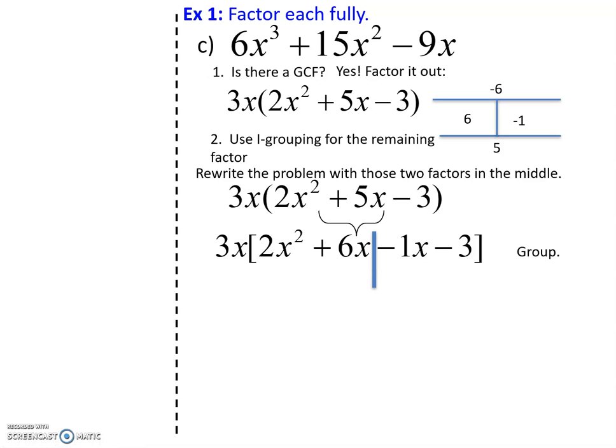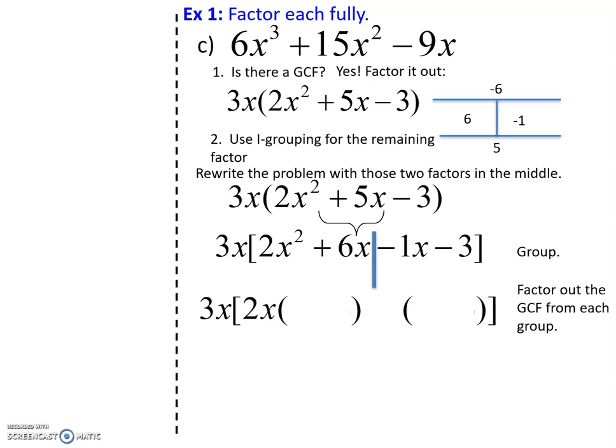So let's group. The GCF of 2x squared and 6x is 2x. What's remaining is x plus 3. In the second group, our GCF is going to be negative 1. Whenever that first term is negative, we need to factor it out. So we factor out that negative 1, and now we have x plus 3.